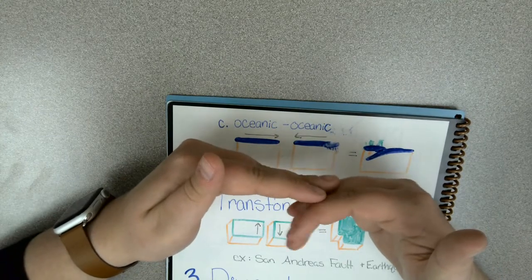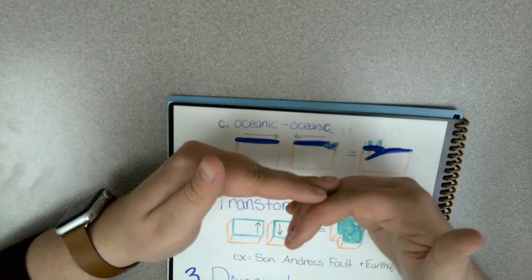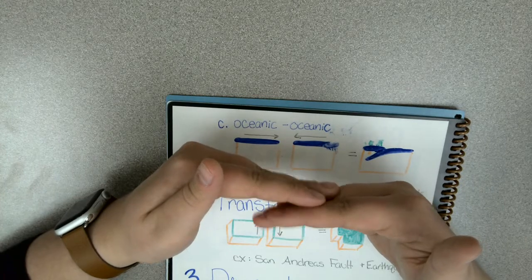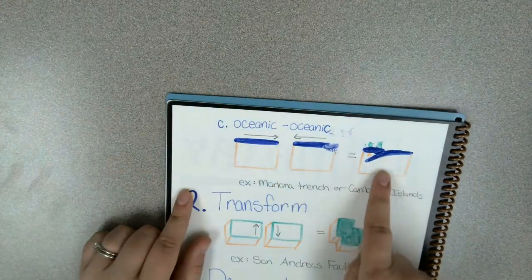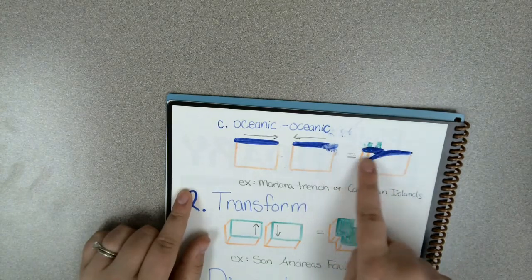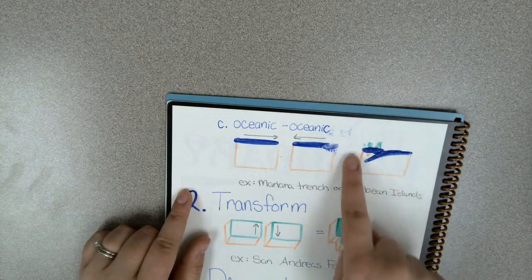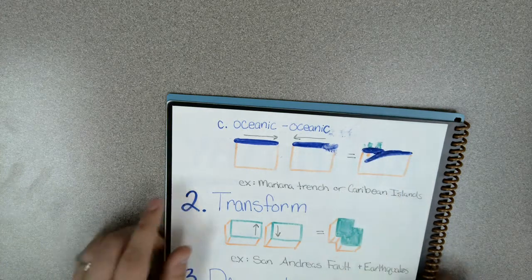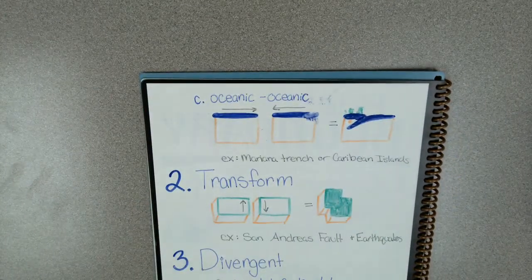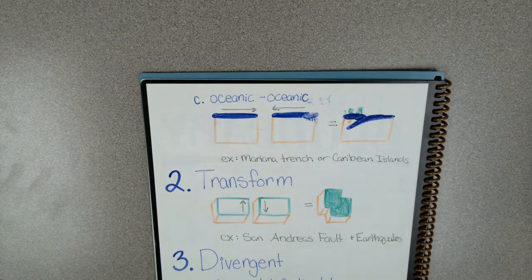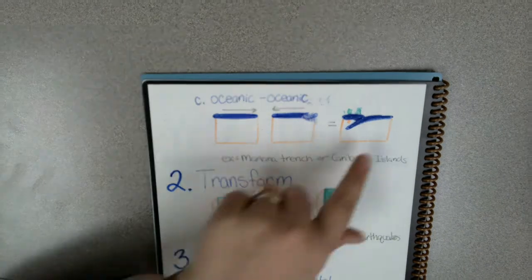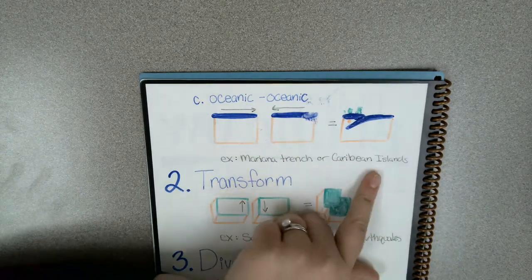Then all this stuff underneath starts to melt. It gets hot inside of our Earth's asthenosphere. It melts and it creates volcanic islands, okay? So it creates a string of volcanic islands. A good example of volcanic islands would be the Caribbean islands or maybe Japan. Those are formed by two oceans coming together.